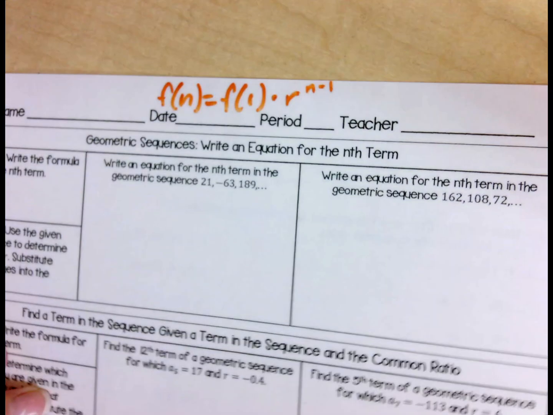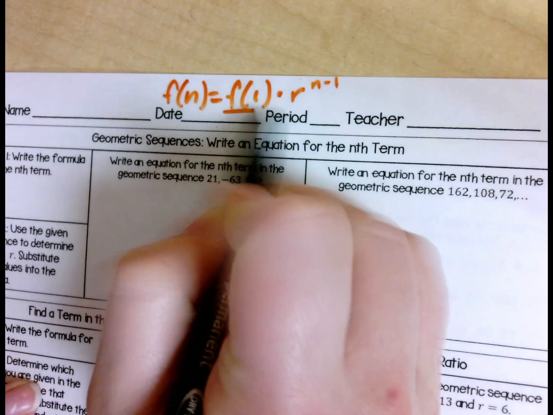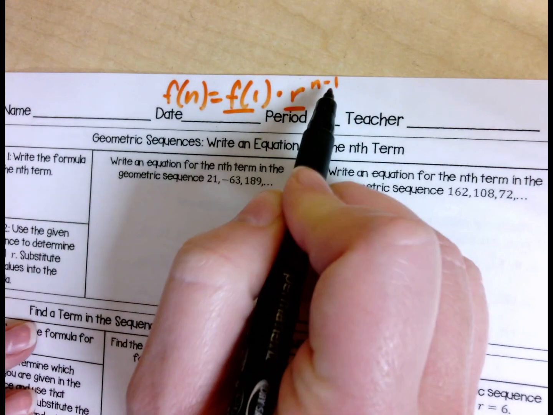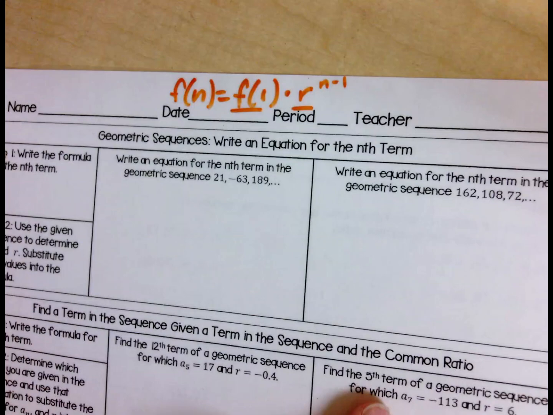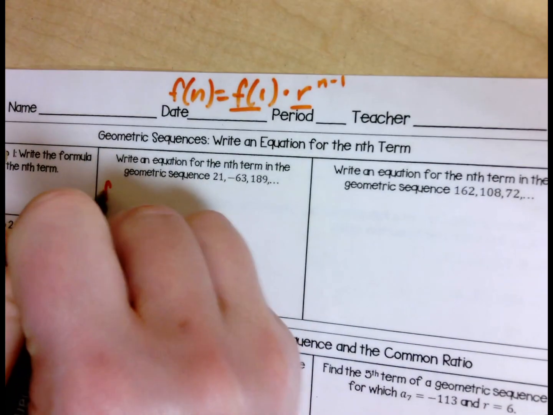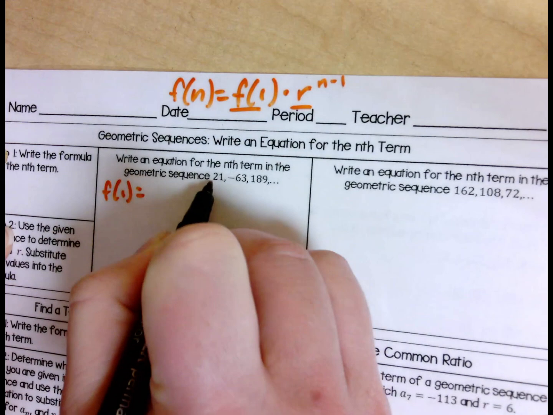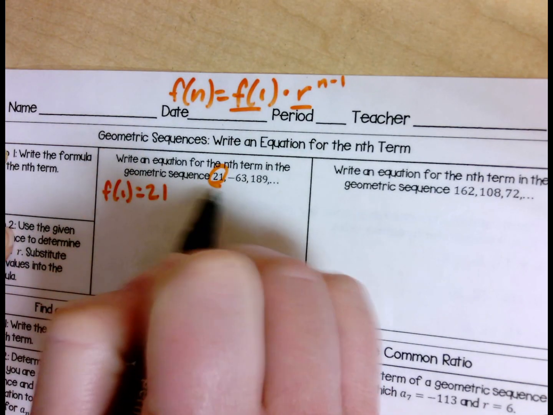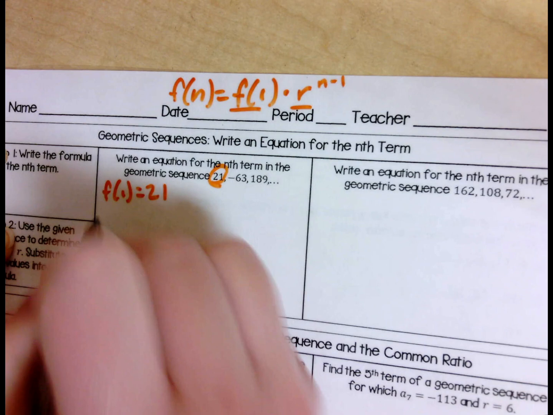Okay, so we're going to plug in these two values, and then that way whenever we do know which position we're looking for, we can just plug in the n value. So we're just looking for the equation here. So we are going to start with looking for the first term, and in this case the first term is 21. Okay, so then we are looking for the ratio.